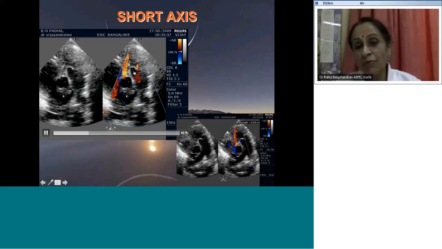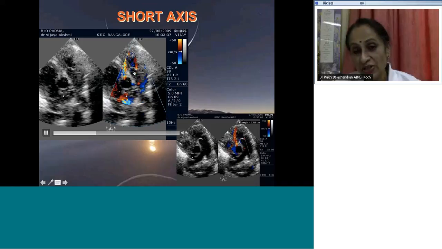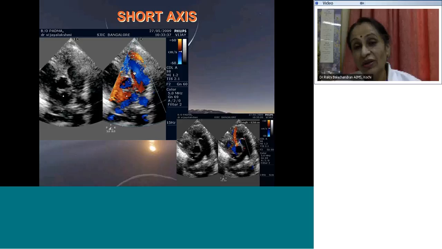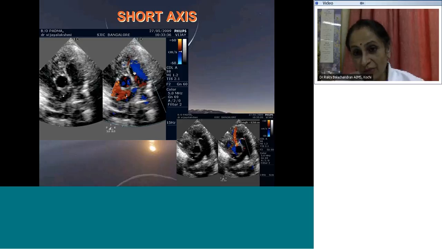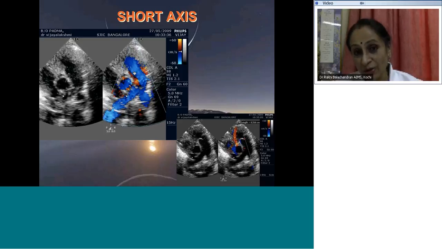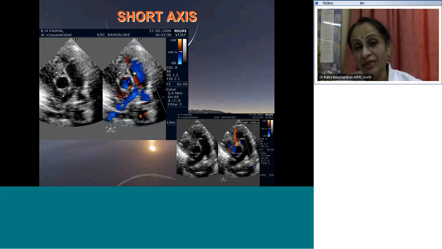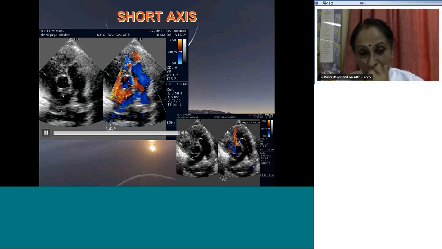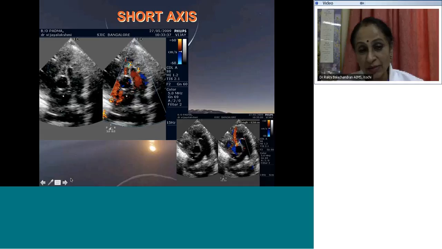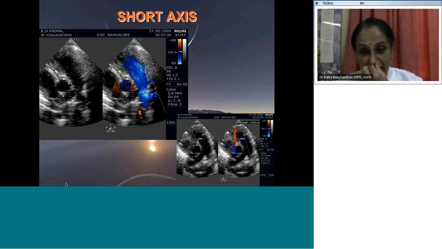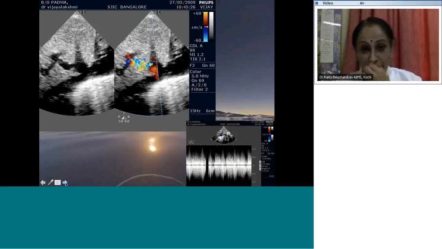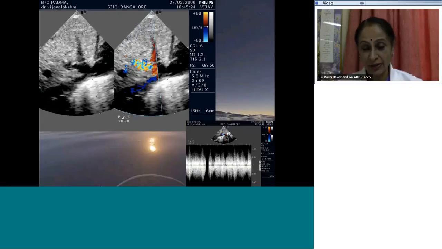Subpulmonic VSD, small pulmonary regurgitation is there. So the complete diagnosis is congenital cyanotic heart disease with infradiaphragmatic TAPVC. ASD is an obligatory shunt, and in addition the patient has got a subpulmonic VSD. So that is the complete diagnosis, and the child has to go for surgery as early as possible.